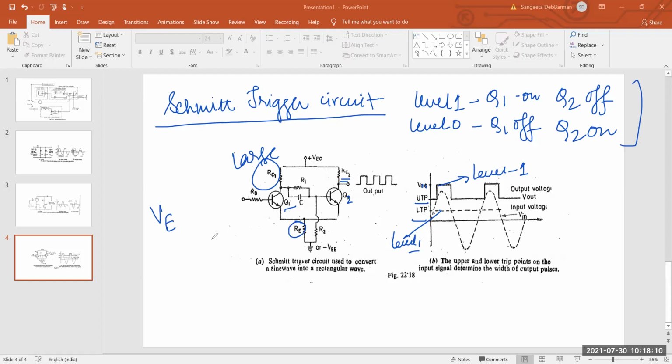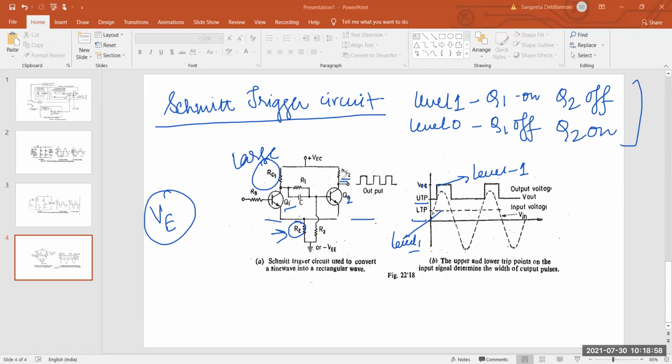So remember, when Q2 is turned on, there is a voltage VE developed across RE, which helps ensure that Q1 remains turned off. Again, in order to turn Q1 on and Q2 off, the input on the base of Q1 must rise to a level greater than the voltage VE. This level is called the upper triggering level. This UTP is written here, or you can say upper trip point. So this kind of figures we can obtain because we have 2 transistors here.